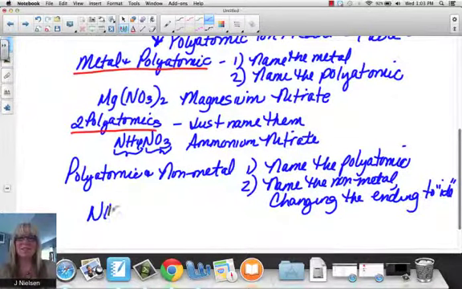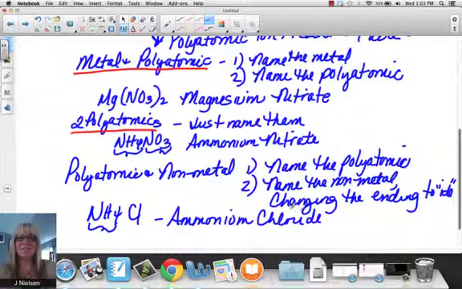So an example of this might be NH4Cl. Here's our polyatomic, so we name that ammonium. And then that's chlorine, so we're going to change that to chloride. Okay, so that's about it for ionic compounds. We're going to do all the naming first, and then I'll go through the writing.